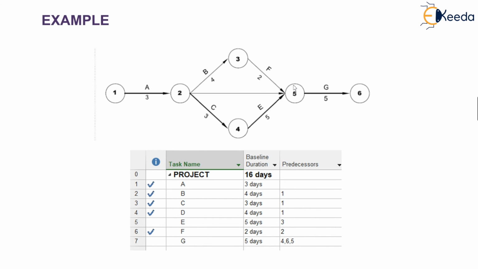7 plus 2, 9. 6 plus 5, 11. So 9 gets cut, 11 stays. 11 plus 5 is 16. Therefore, on the critical path, that is 1, 2, 4, 5, 6, or the critical activities A, C, E, G, the total duration comes out to be 16 days.